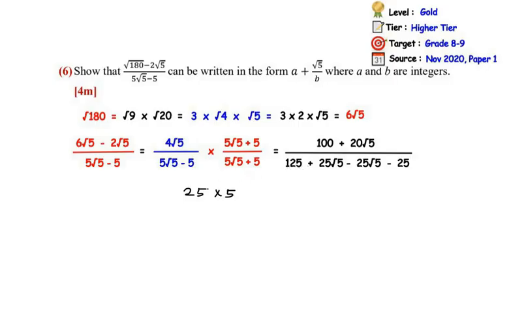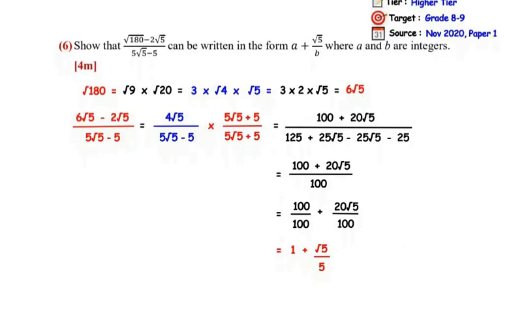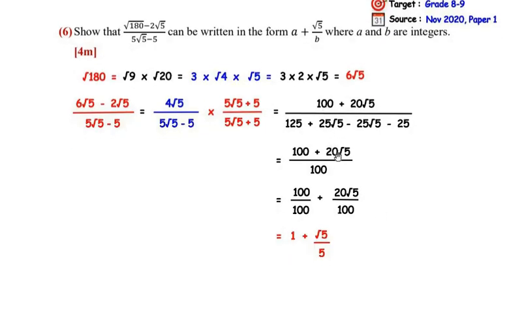Now 5 root 5 times plus 5 gives us plus 25 root 5. Now minus 5 times 5 root 5 gives us minus 25 root 5, and minus of plus is minus, and 5 times 5 is 25. So simplifying, we get (100 plus 20 root 5) divided by 125. Now plus 25 root 5 and minus 25 root 5, they will add up to give us 0 minus 25. So 125 minus 25 gives us 100.